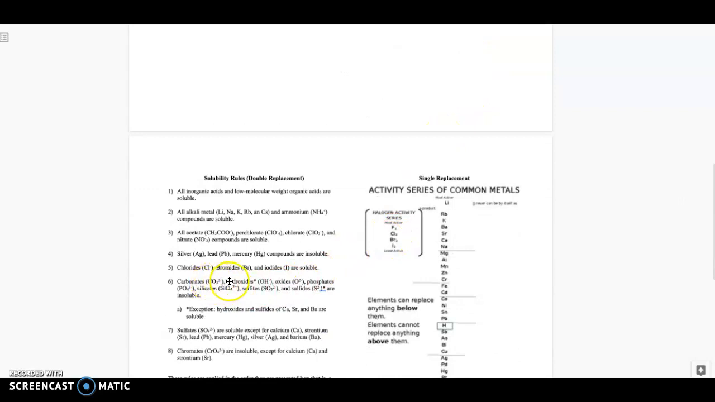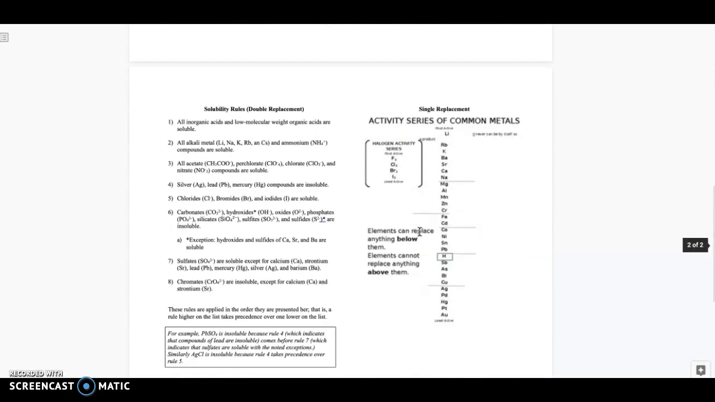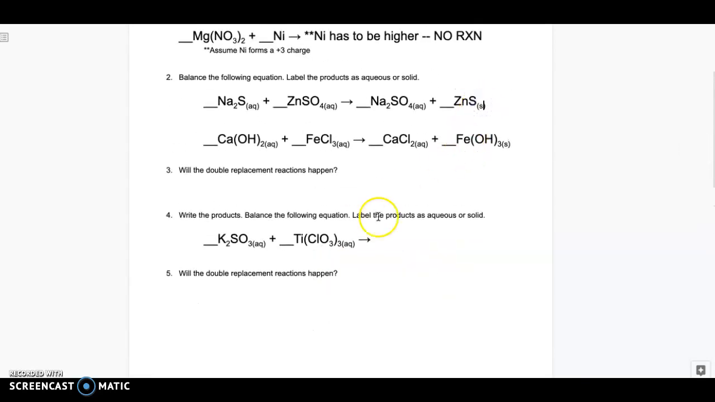Next one, I got hydroxides right here. Okay, so hydroxides are insoluble. It has a star next to it, so if it's a hydroxide with calcium, strontium, or barium, those are soluble. Okay, so OH is solid except when it's with Ca, Sr, and Ba. And as I look here, it's with Fe, so that tells me that is a solid, insoluble. Next, I'm looking for something about zinc or S. It's going to be a sulfide rule with an S right here. They are insoluble except with calcium, strontium, and barium. It's with zinc, so that tells me that this is solid.